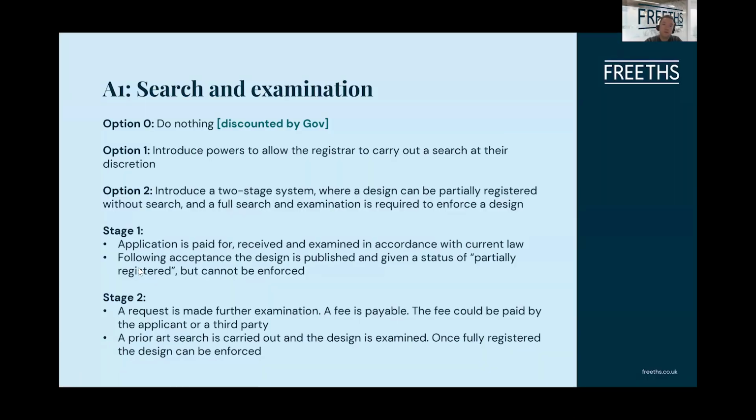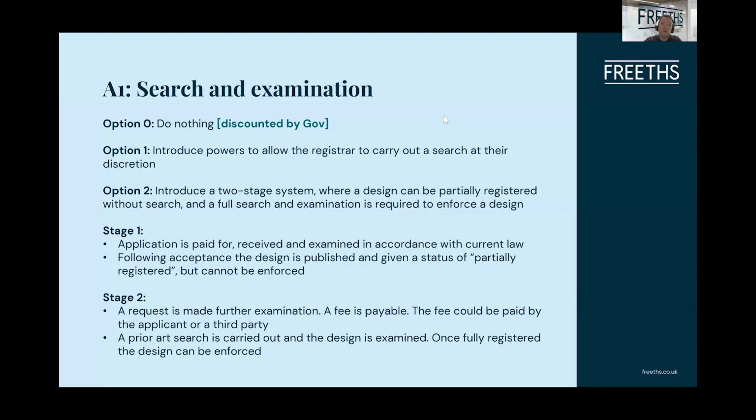So the first proposal relates to search and examination before registration. There are a number of options there. One which the consultation has labelled as option 0 is to do nothing. That has effectively been discounted by the government, though they've asked for any responses from people who think that actually, no, it's perfectly fine as it is and we should do nothing to the search and examination process. But really, it seems like the government is between two proposals.